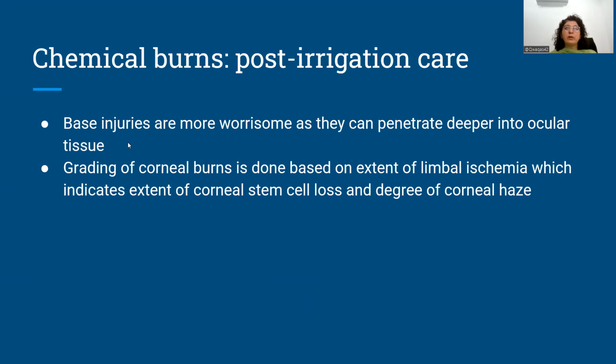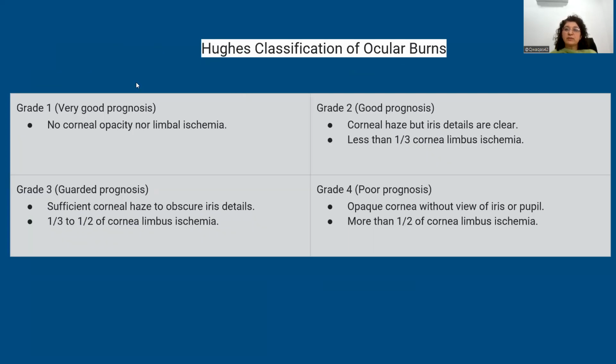When we compare acid injuries to base injuries, bases are actually much more worrisome because they can penetrate much deeper into ocular tissue. The grading of corneal burns is based on the extent of limbal ischemia, which indicates the extent of corneal stem cell loss, and how much haze there is left in the cornea. This is a classification system designed by Hughes, and it's a nice, simple classification.